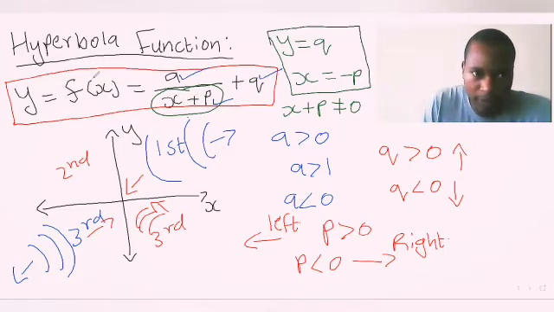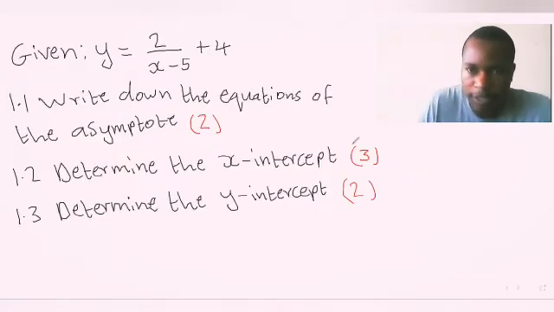So now, gents, that's what I wanted to quickly touch up on. I now want us to shift to the questions. So I have a few questions that I want us to try. So now, gents, given y equals 2 divided by x minus 5, plus 4. So we've already determined that this equation over here would be a hyperbola.